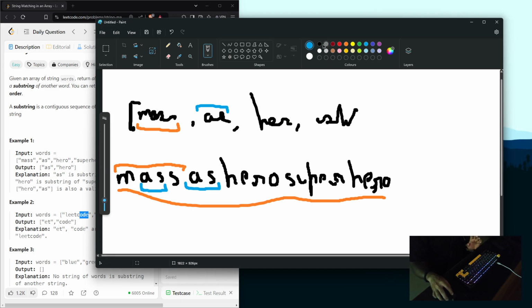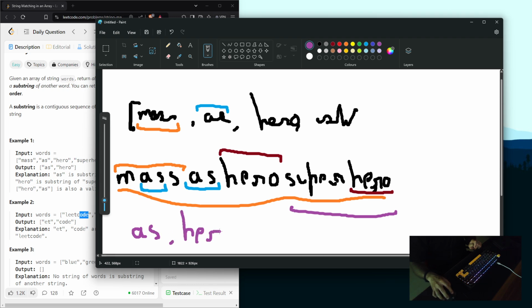Same thing with hero as well. Let's see how many times hero is appearing. We see hero appearing once here, as it should be, and then again here. It could have been more as well, but it doesn't matter. It should be minimum two. If it's two, it's good enough for us. Then comes superhero. Superhero is appearing only once, so we cannot have that. So far the only words satisfying the condition are AS and hero.